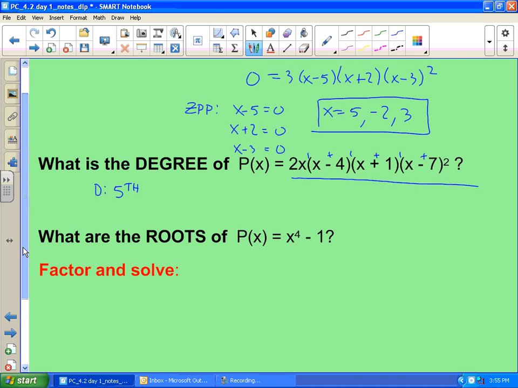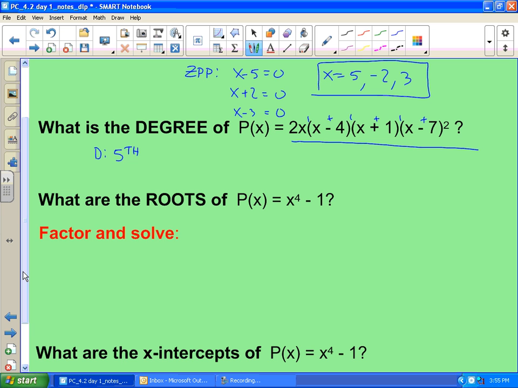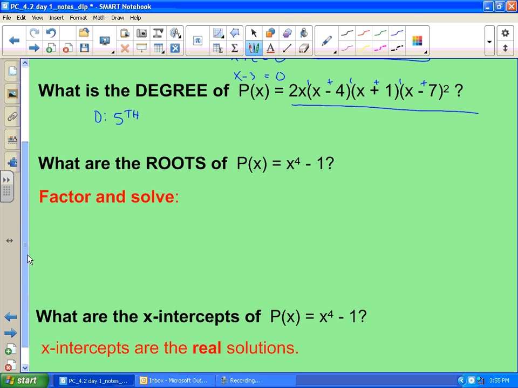So when it's in factored form, just determine what the power is on each of those x's. All right, so what are the roots then of this polynomial x to the fourth minus 1? Here's one that I could set up synthetic division with, missing a 0 for the third power, second power, and the first power. But I also could recognize that x to the fourth minus 1 is a difference of two squares.